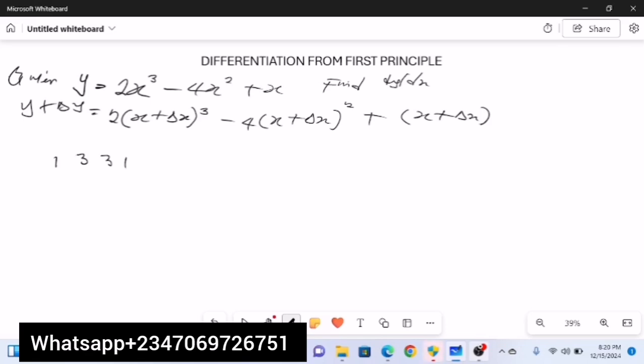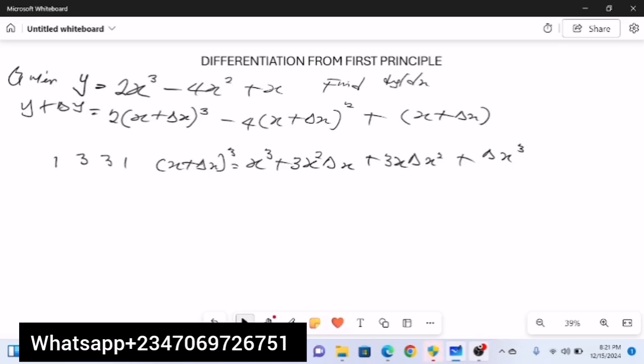Which means if you want to expand x plus change in x to the power of 3, this is actually going to be equal to 1 times x, that gives us x to the power of 3, 1 times x to the power of 3 multiplies change in x to the power of 0, which remains x to the power of 3, plus then you will have 3 times x to the power of 2 multiplied by change in x, plus you also have 3 times x to the power of 1 multiplies change in x to the power of 2, plus then you will have change in x all to the power of 3.